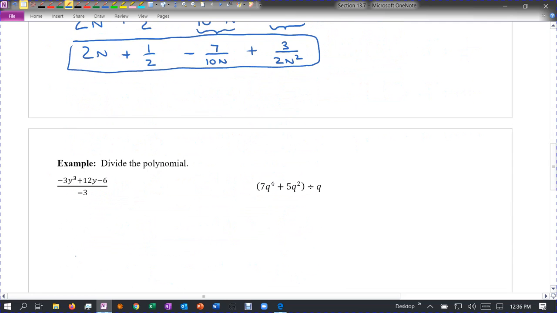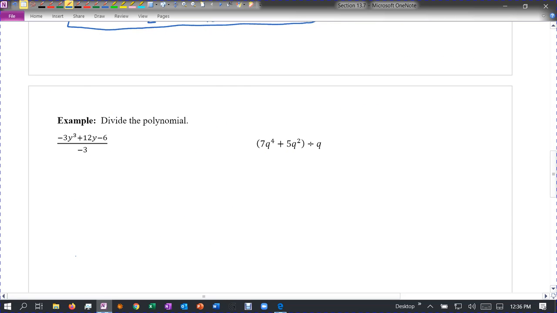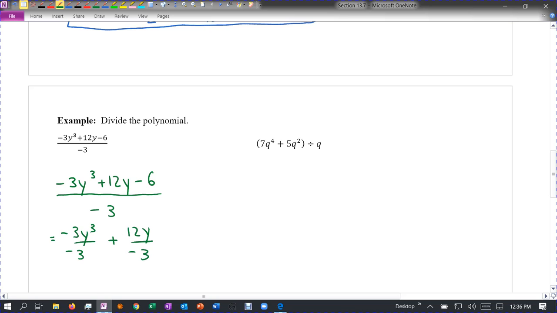Okay, here's some more examples. So negative 3y cubed plus 12y minus 6 over negative 3. So we'll split this up. Negative 3y cubed over negative 3 plus 12y over negative 3 minus 6 over negative 3.